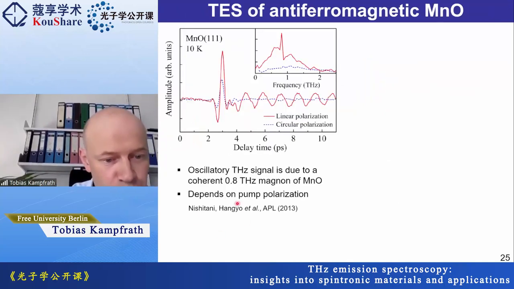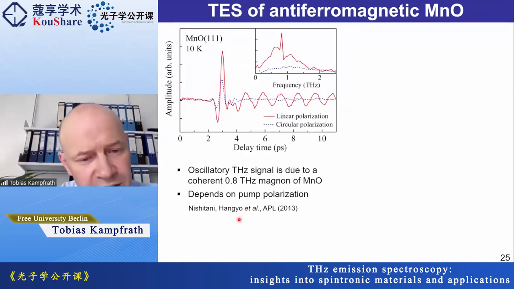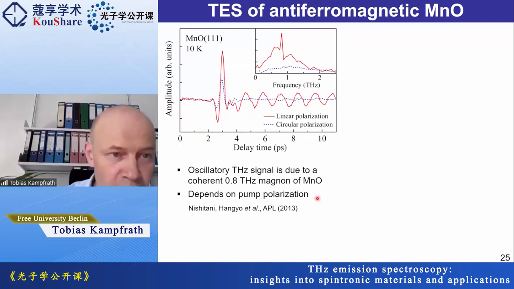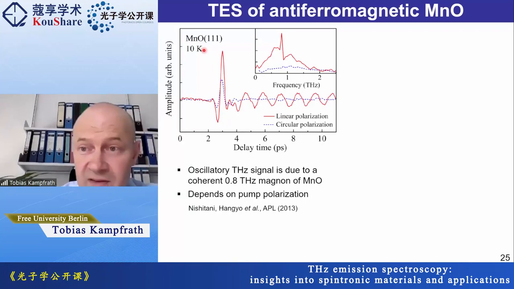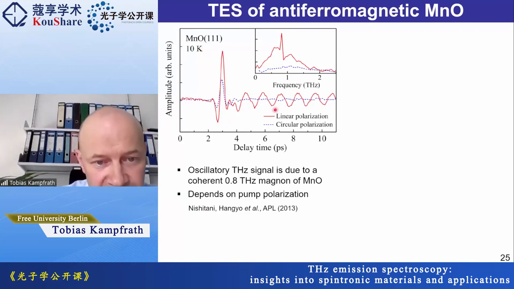And this was done by the group of Hangyo in Osaka about 10 years ago. So he took an antiferromagnet, manganese oxide, put it into a cryostat to make it antiferromagnetic, and then he excited it with linearly polarized pump radiation, and then he measured this red waveform here. You see in the very beginning we get a short broadband emission, but then later we see some oscillation, and this oscillation is pretty long-lived.